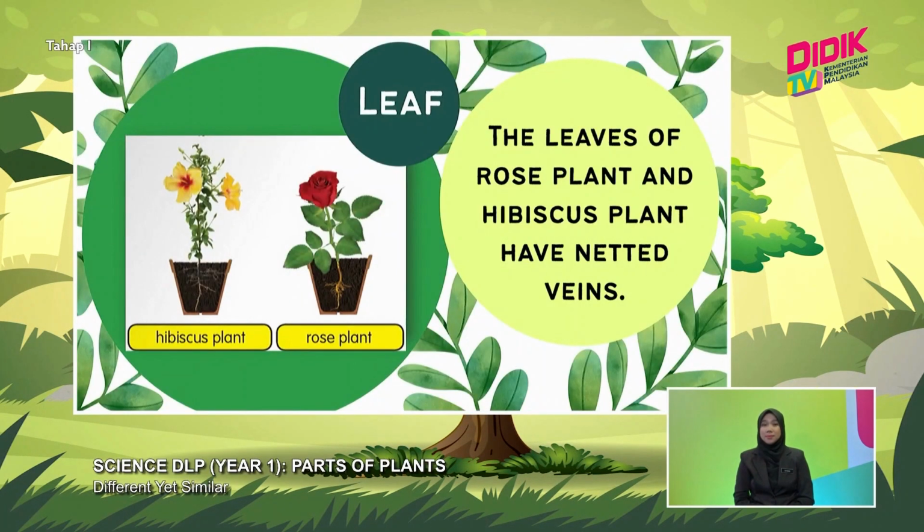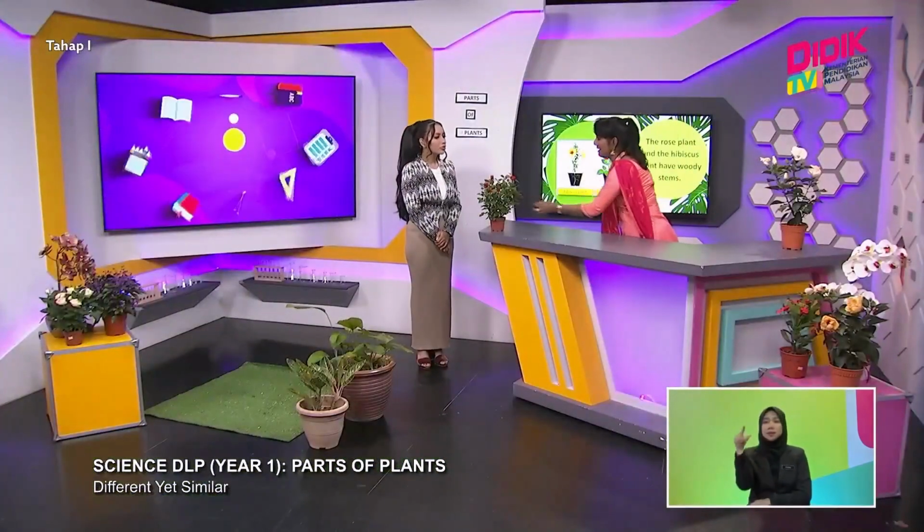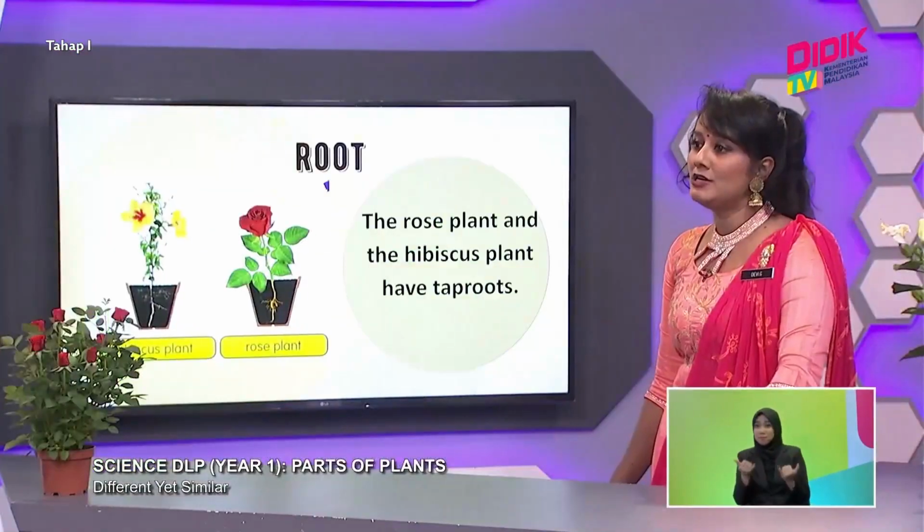The leaves of the rose plant and hibiscus plant have netted veins. And then the stem: when you look at the stems, the rose plant and the hibiscus plant have woody stems. When you talk about woody stems, does it have to be wood color? It shouldn't be. Some look green, but they are still young. When it grows bigger, then it looks like a woody color, brown a bit.